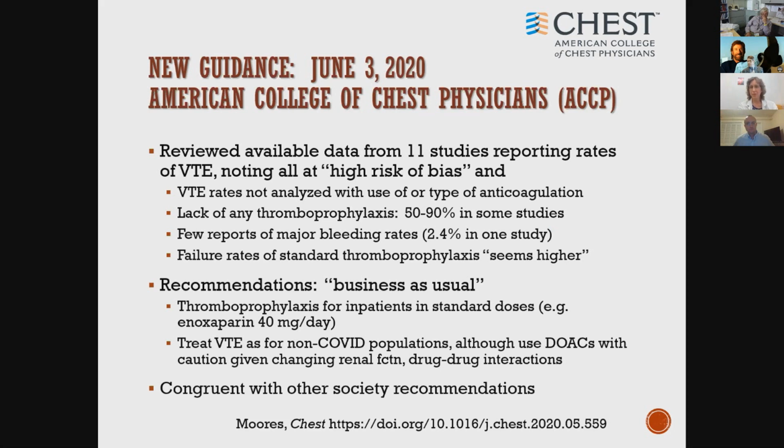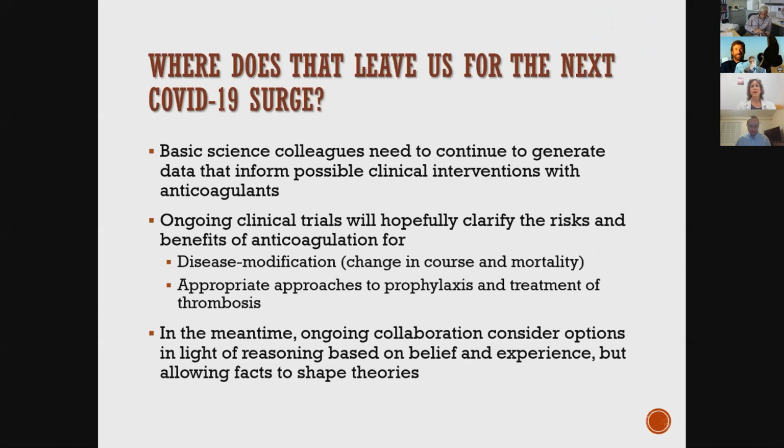The International Society of Thrombosis and Hemostasis, American Society of Hematology, the Journal of the Association of Cardiologists, you name it, the British Society of Hematology. Despite what we thought we had done thoughtfully and based on reasoning with local input, no one seems to be endorsing that on a programmatic or an organizational level. So where does this leave us for the next surge? Because we all think it's coming.